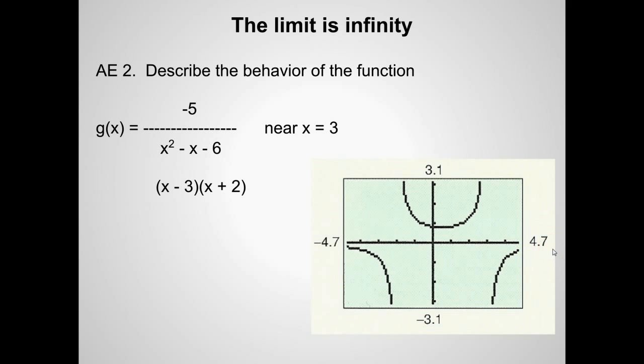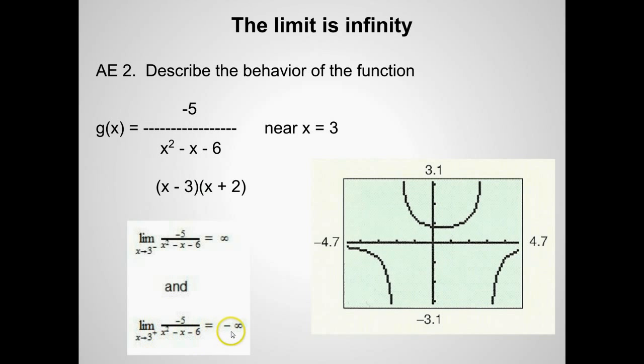So to describe the behavior of the function near x equals 3, we would make these two statements. We'd use limit notation, although the limit doesn't exist at 3, nor does it exist at -2. We can still describe the behavior of the function by stating that as you get closer and closer to 3 from the left, the values of the function are increasing without bound. If you get closer and closer to 3 from the right, the values of the function are decreasing without bound, consistent with the graph. So once again, the limit doesn't exist at 3, but we can describe the behavior of the function by using limit notation.